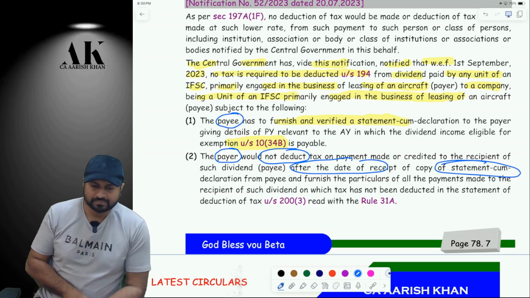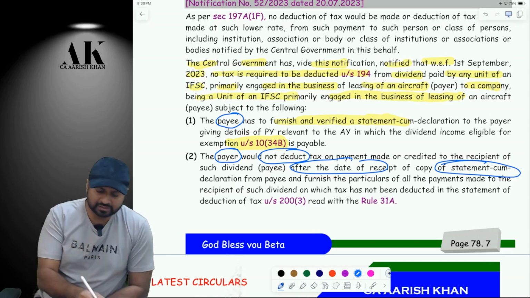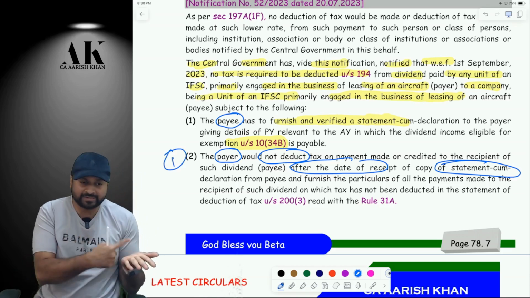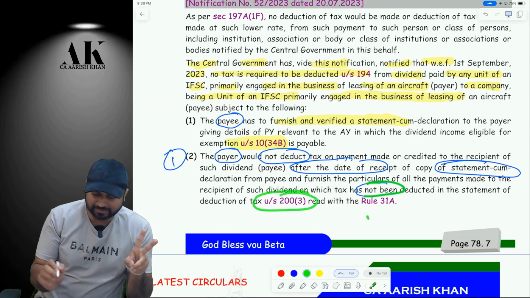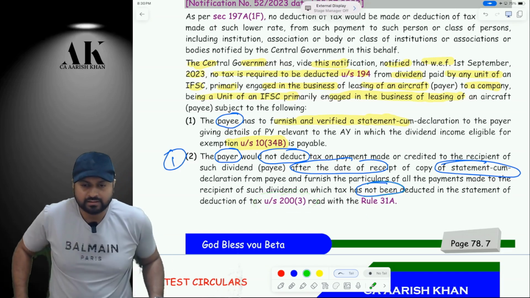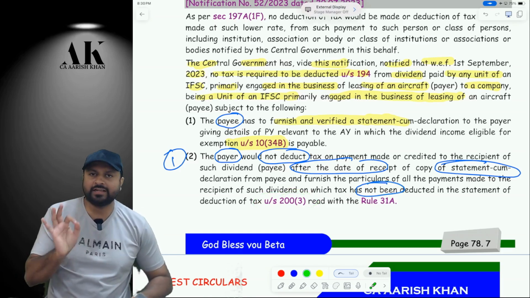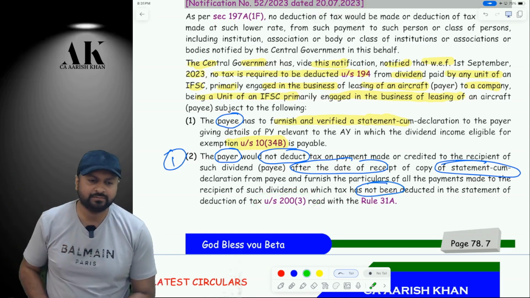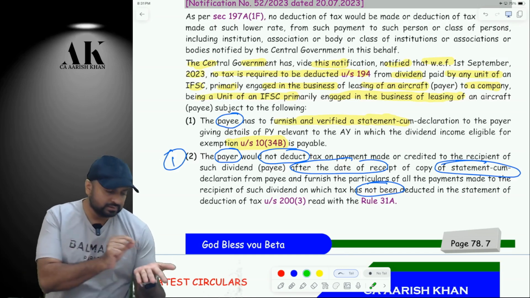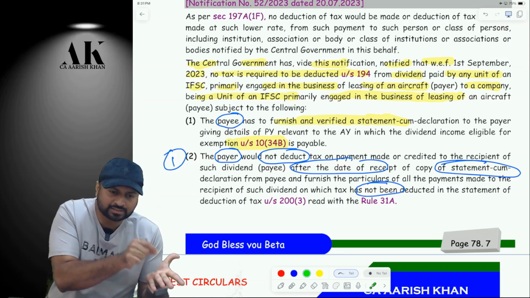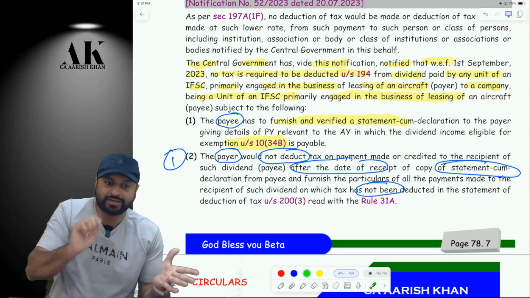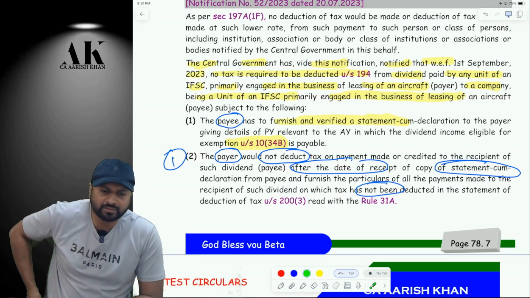So payer has to do two things. First of all, he has to consider whether he has received the declaration or not. Second thing, if he has not deducted, then he has to mention that in the TDS returns. TDS returns are filed under section 200(3). He has to mention that for this assessee, we are paying this much dividend, but we are not deducting TDS because this assessee is exempt under 10(34B). He has to write this particular thing in the returns. Are you clear? Please tell me.